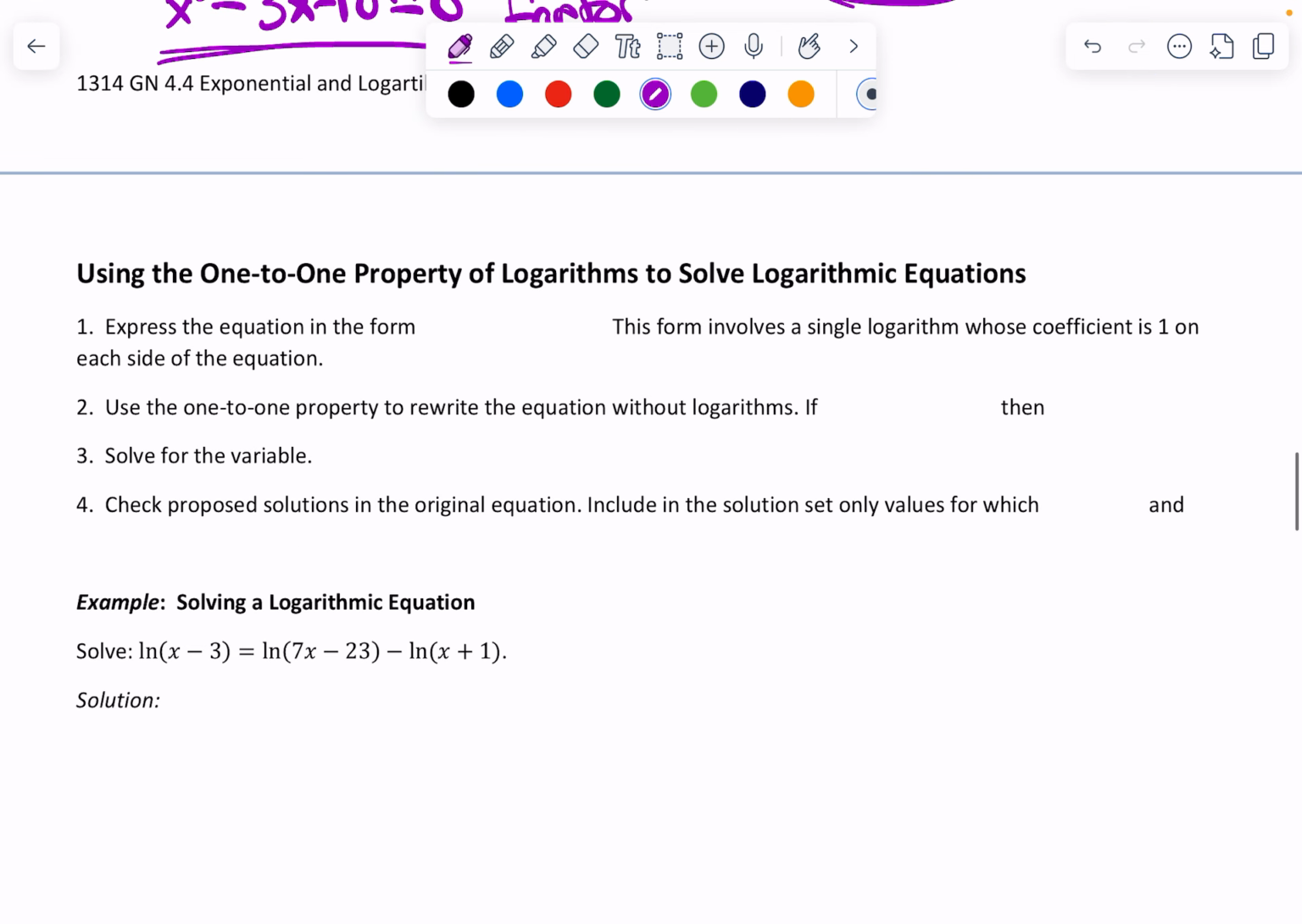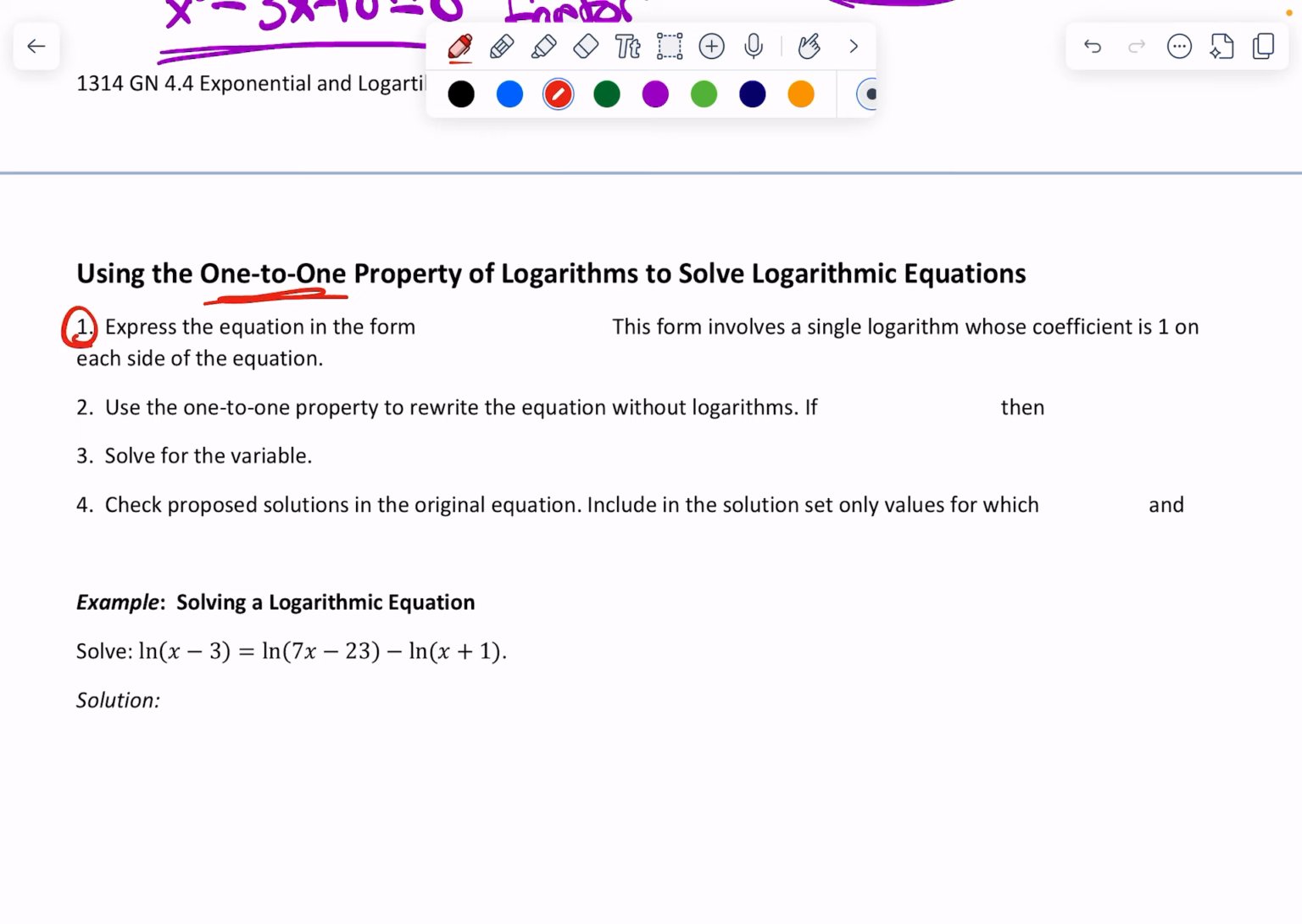Okay, using the one-to-one property of logs to solve logarithmic equations. Remember that one-to-one property means that both the function and the inverse are functions. So one-to-one was where both the vertical and the horizontal line tests work. So we only have one input and one output.